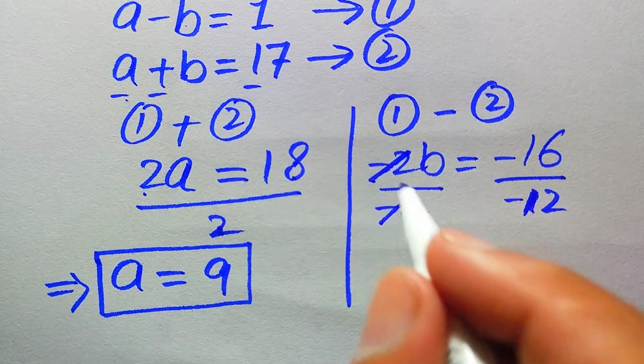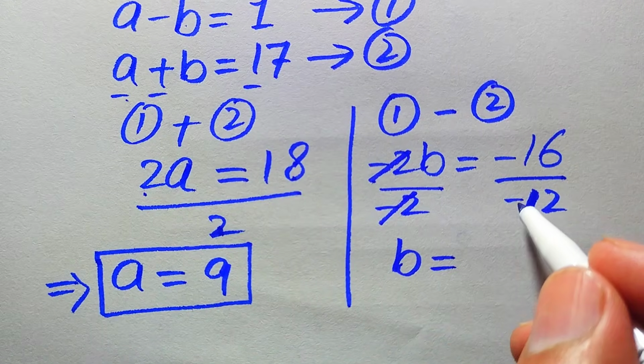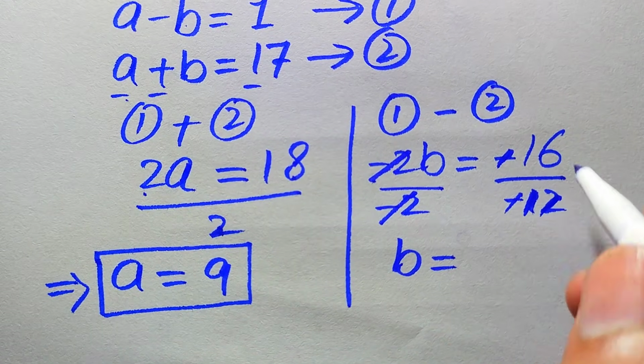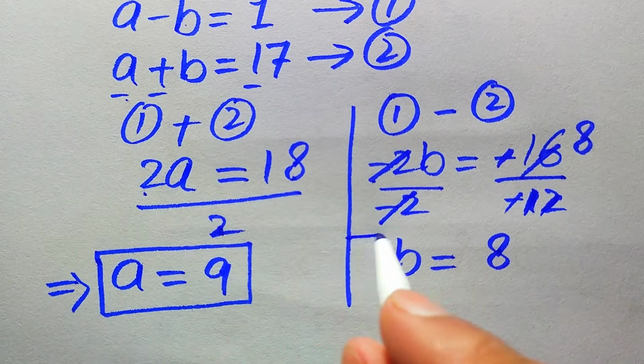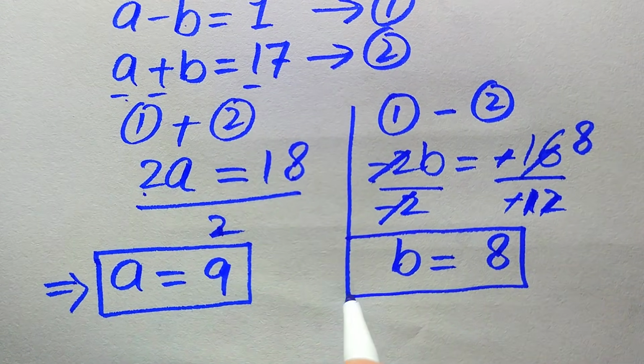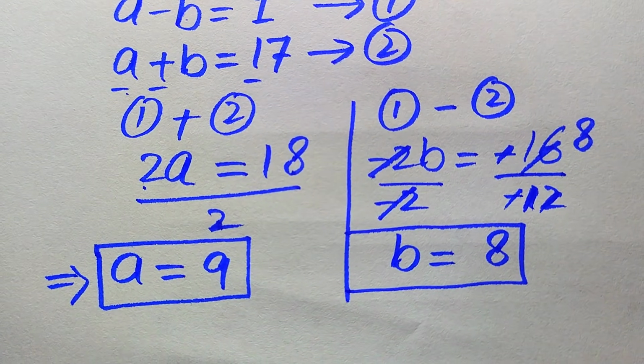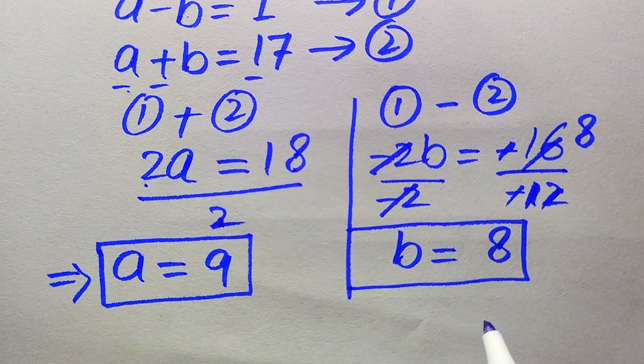So this minus 2 and this minus 2 are gone, and we get here b is equal to, this negative and negative term are gone, and we get 2 times 8 becomes here 16. So here we easily get the value of b is equal to 8. So here you see that we get the value of a is equal to 9, and we get the value of b is equal to 8.